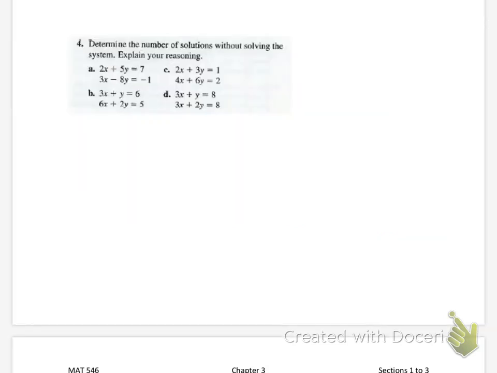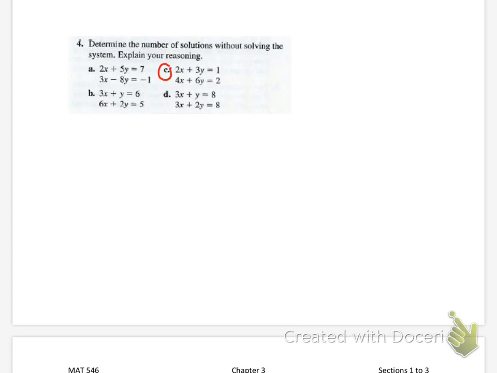So in this situation for problem number 4, they say determine the number of solutions without solving the system. Explain your reasoning. Okay, so how do you do that? How do you know you have the same exact equation? You have the same exact equation when you write them in y equals format, and they are exactly the same. So that's a situation where you have an infinite number of solutions, and I believe that is going to happen in C, infinite number of solutions. So see if you can figure that out.